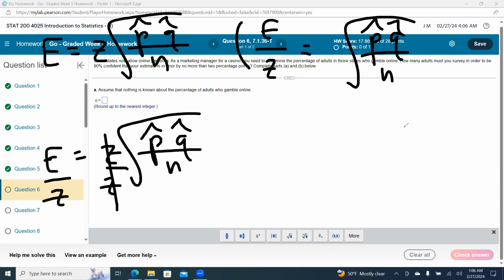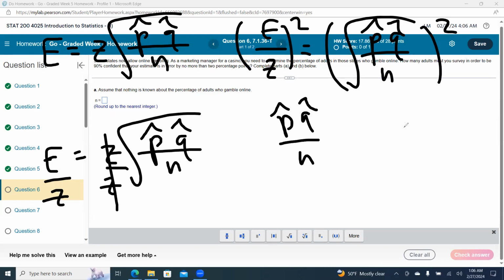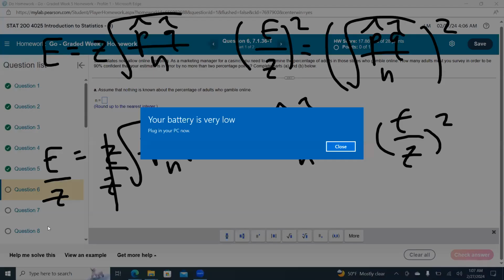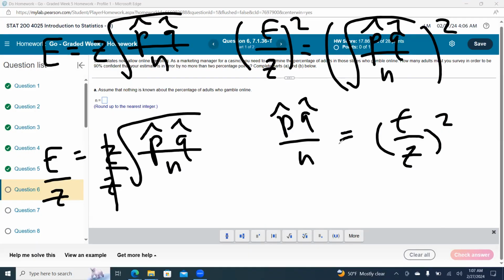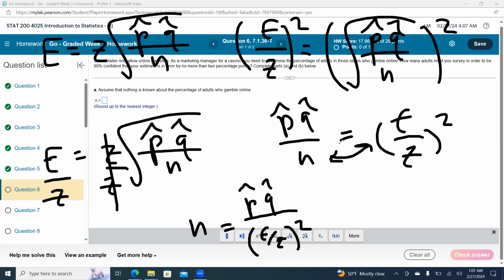To get rid of a square root, we have to square both sides. And then we have p hat q hat over n equals E over Z, squared. We skip some algebra steps. If we try really hard, we can write them out, but for some of us it's easier to skip them. You swap those out, and it's going to be n equals p hat q hat divided by that whole thing, E over Z squared. But we don't ever write it that way.